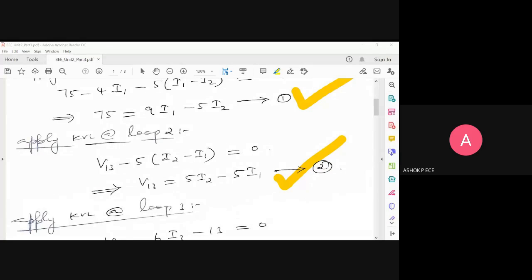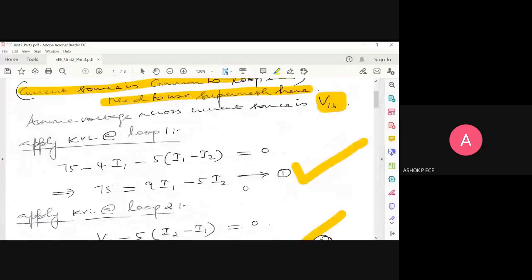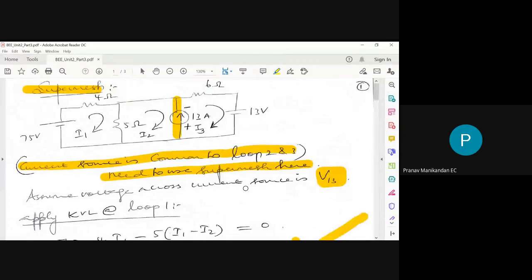Pranav Manikandan, you are there? Yes, sir. Can you tell me the equation in loop 3? What will be the KVL equation in loop 3? V13 minus 6 I4 minus 13 is equal to 0. Is it correct?